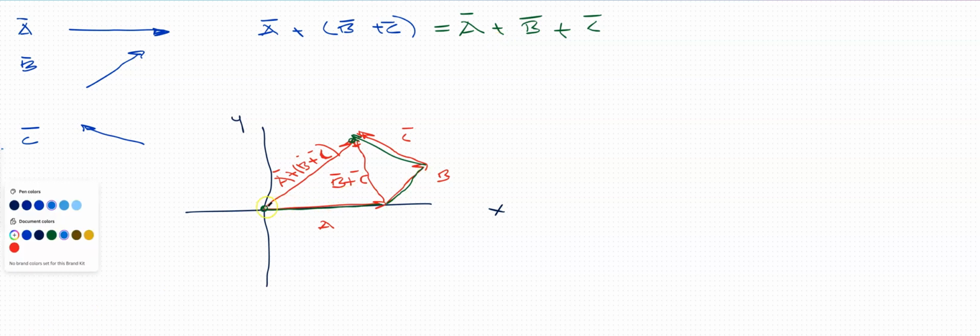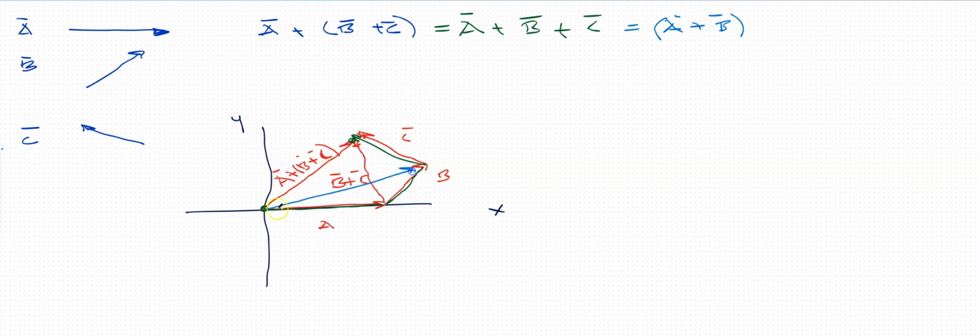I also could do A plus B, which will give us this line. You see A plus B, and then I add C, and I end up at the same position. So that means these three are the same. And this is the associative law of addition.